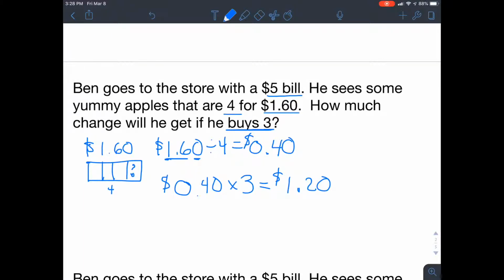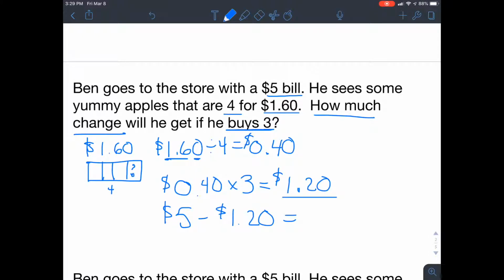And now I have the last part of my problem. This is what makes it a little tricky. It says at the first of the problem, Ben goes to the store with the $5 bill. And then he sees yummy apples. How much change will he get? Oh, so they're not just asking me for how much 3 costs. They're saying if Ben goes to the checkout and he gives the lady the $5 bill, and she's going to give him change, how much will that be? Well, that means that it's $5 minus the $1.20.